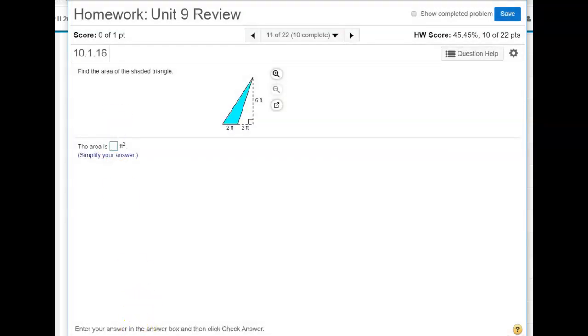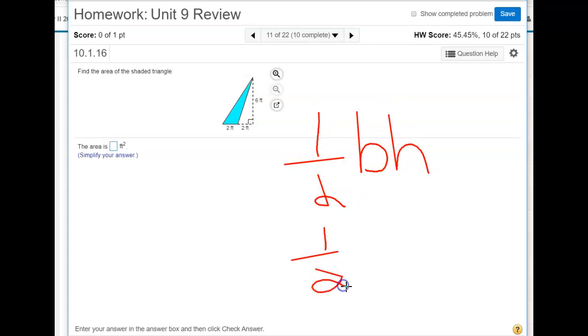This one says the area of the shaded triangle. Our formula is 1/2 base times height. In this particular case, we can see our blue shaded triangle has a base of 2 and it has a height of 6. Again, the height is how tall it is directly down and perpendicular. So multiplying those two together, I end up with an area of just 6.